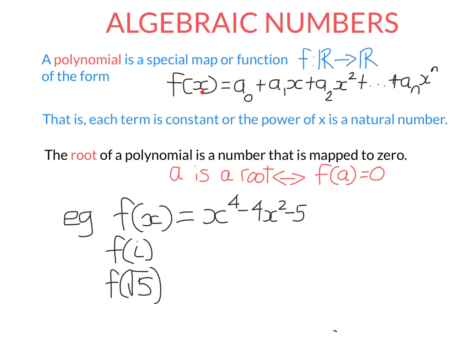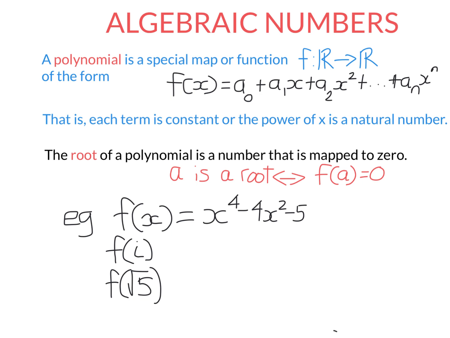So the input into this function we call x, and the rule as to which number the function returns is given here. It's a whole heap of terms, and each term is either a constant or it's an x with a natural number as the power. So that's what a polynomial is, and polynomials come up everywhere in maths.